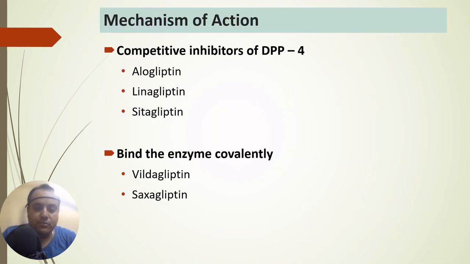So as I have already discussed, gliptins are the inhibitors of DPP4. Now the competitive inhibitors of DPP4 are alogliptin, linagliptin and sitagliptin. This is also a potential MCQ question.